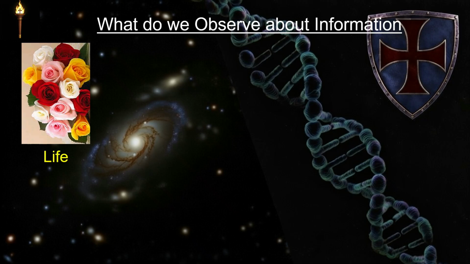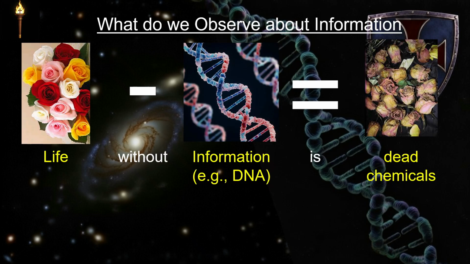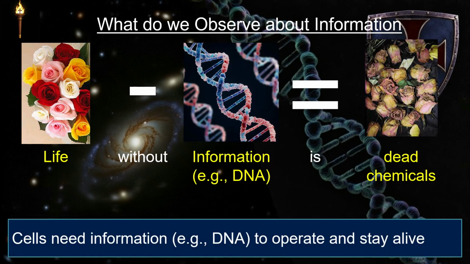Let's talk about information now. What do we observe about information? We see that life without information is dead chemicals. This is pretty common. If you were to take a cell and remove the DNA from that cell, where that DNA is information, that cell will die. Cells need information to operate and stay alive. That's the core observation we want to make.